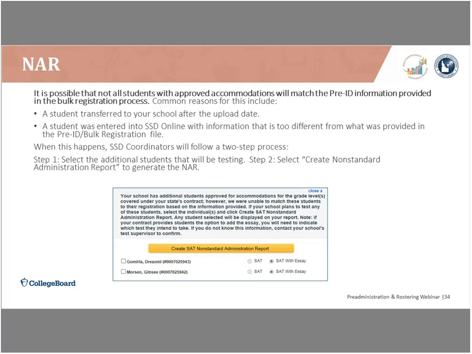So for example, my full name is Charles Edward Pulaski. If the SSD coordinator in entering the information simply put me in as Eddie Pulaski, it is very likely that I would be one of those students that would not necessarily match completely. So when this happens, SSD coordinators will follow the 2-step process. Step 1, they select the additional students that will be testing, and you'll see this in the screenshot. Step 2, then you select Create the Non-Standard Administration Report to generate the NAR, and all of those students will be pulled into the NAR and will become a part of that roster.